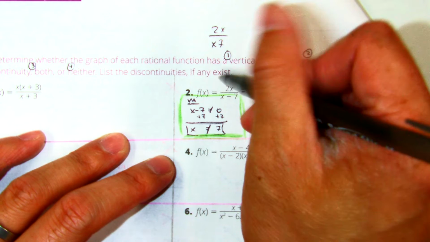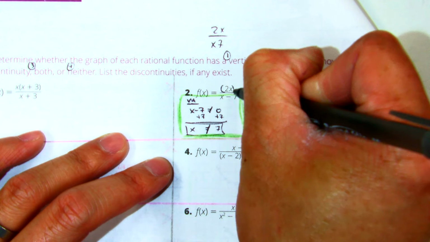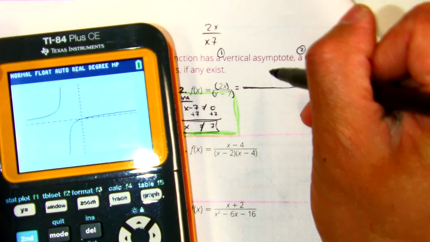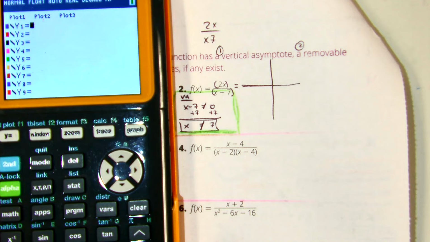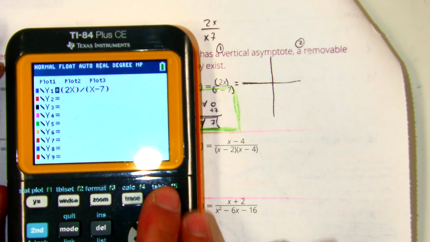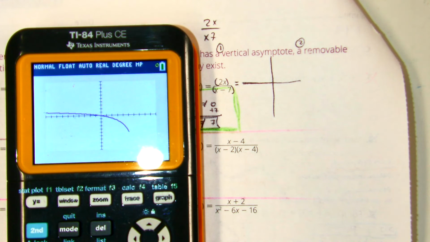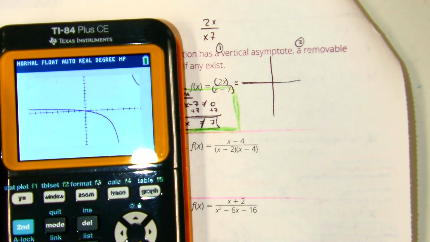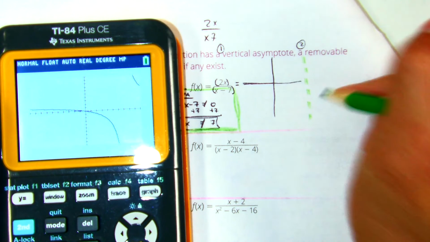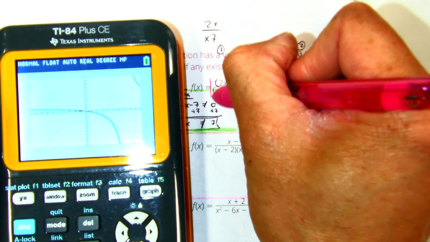Now, a common mistake for students is not using parentheses. So put both of those in parentheses. Two x divided by x minus 7. Alright, so I'm going to put my vertical asymptote at 7. And you can see because I didn't cross off anything, that's what we're graphing.